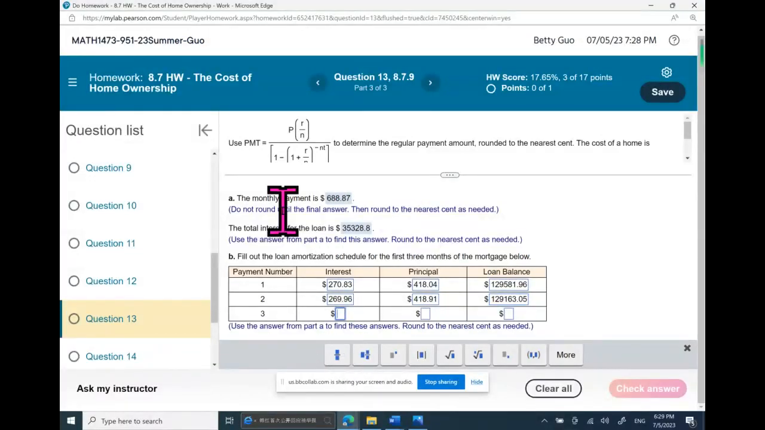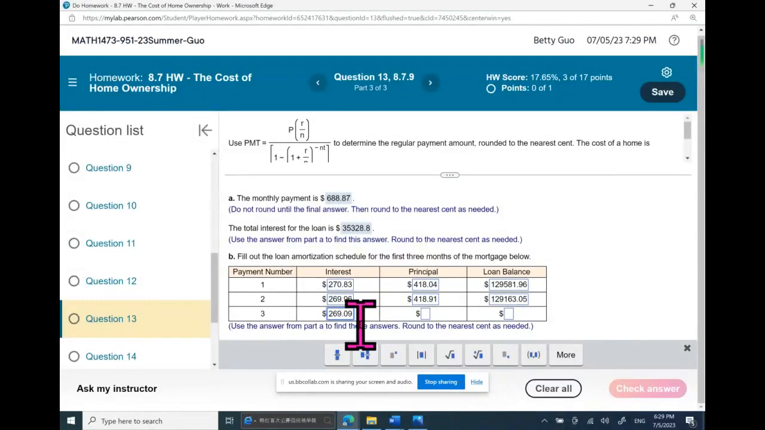What about how much money goes to the interest for the third month? Same thing. We are going to use the previous loan balance, 129,163.05, and multiply by the annual interest rate, 0.025, and then divide by 12. And we got the interest for the third month. I have 269.09 if I round to the nearest cent.